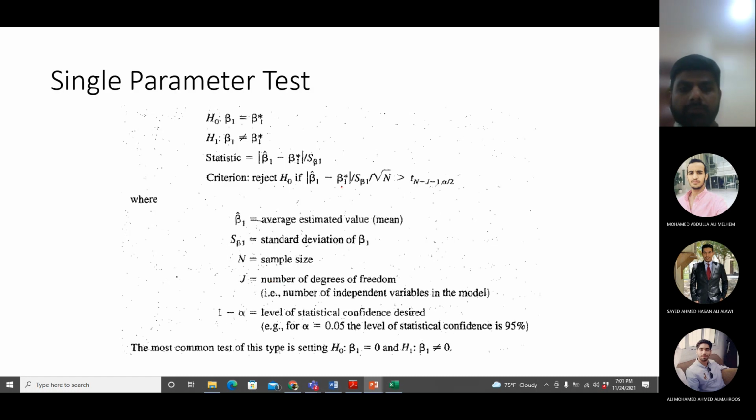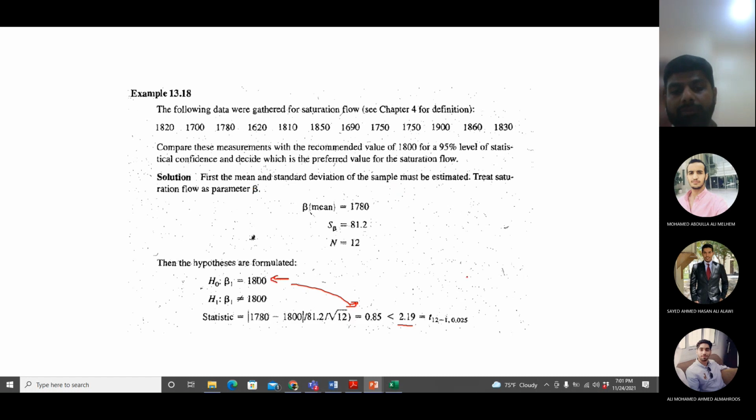Whenever the calculated value is greater, then you reject the null hypothesis. But in our case, it was the other way around. The value which you calculated is less than the t from the table. That means the null hypothesis is true. The mean is statistically equal to 1800. So the mean saturation flow rate is almost 1800.